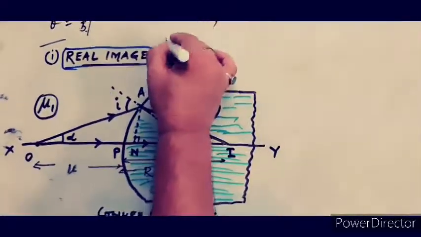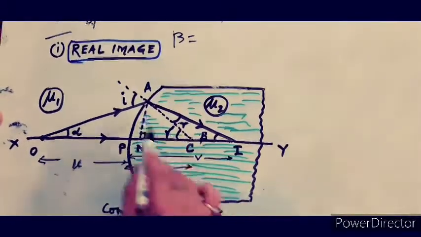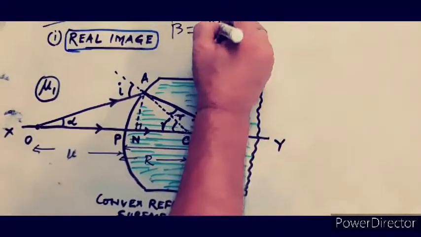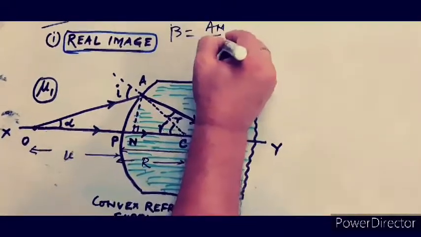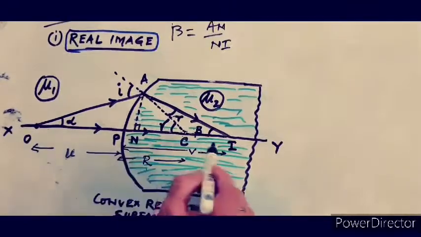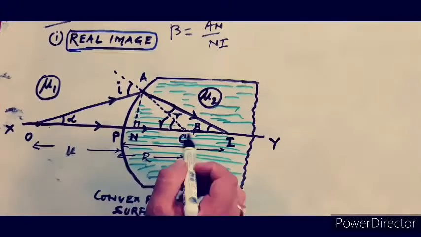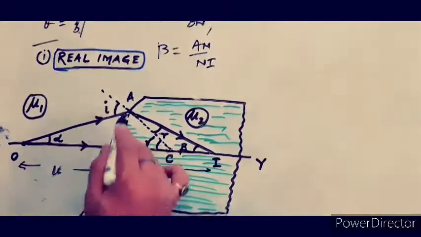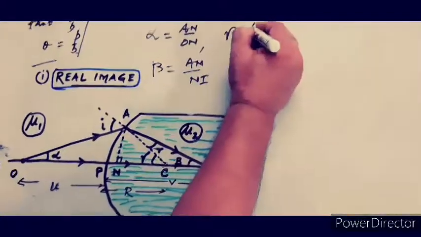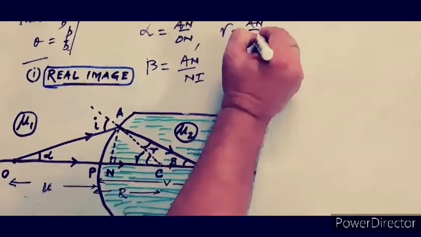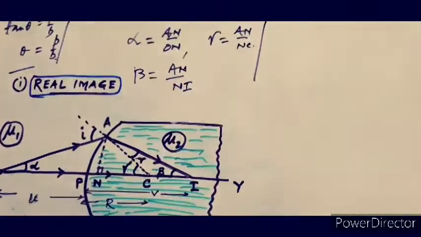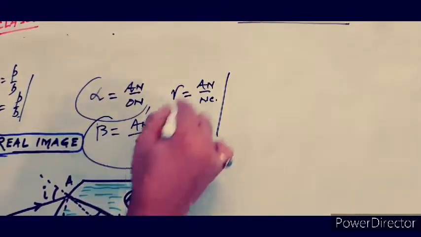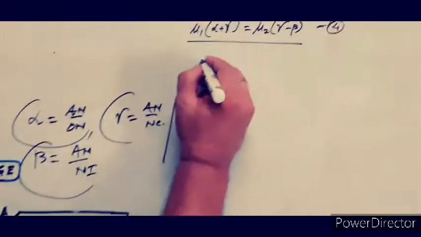Similarly, beta is equal to AN by NI, and gamma is equal to AN by NC. Right? Now put the values of alpha, beta and gamma in this equation number 4.